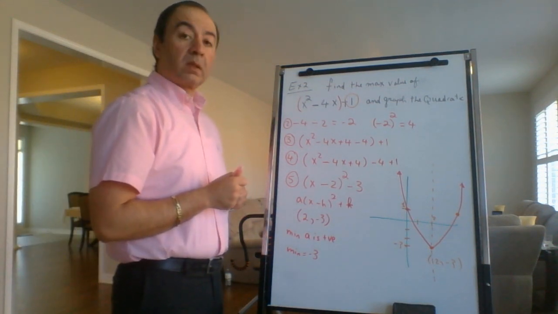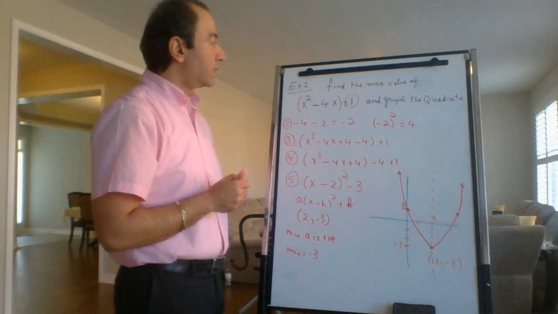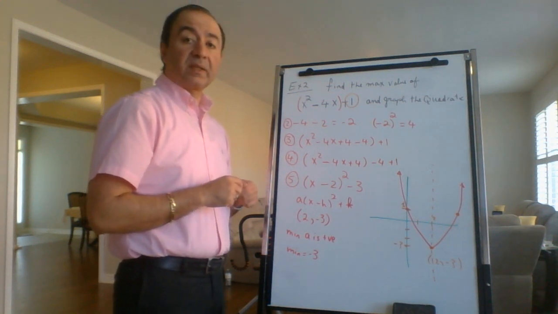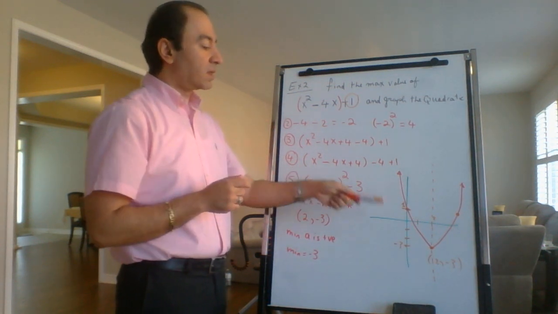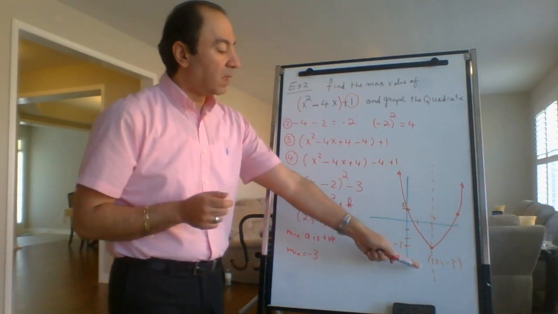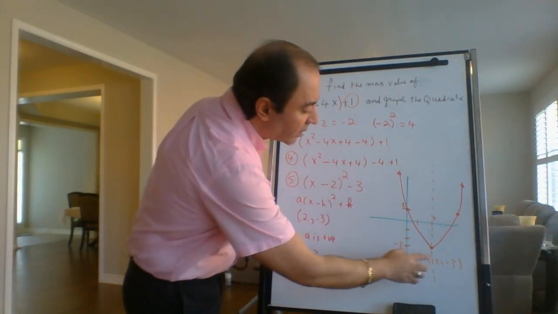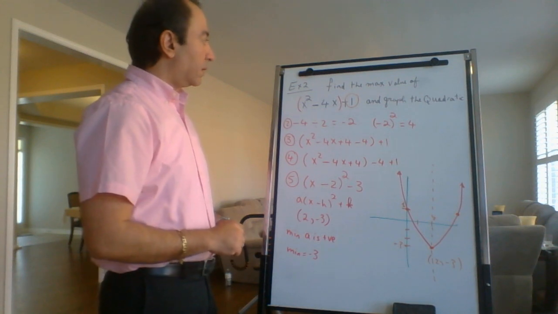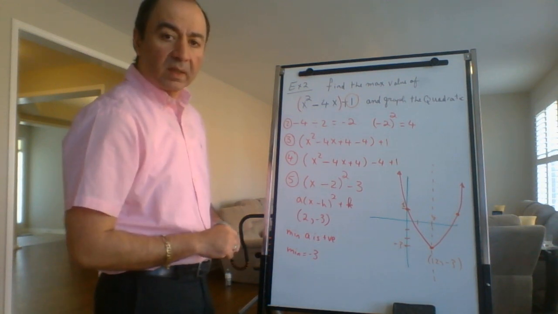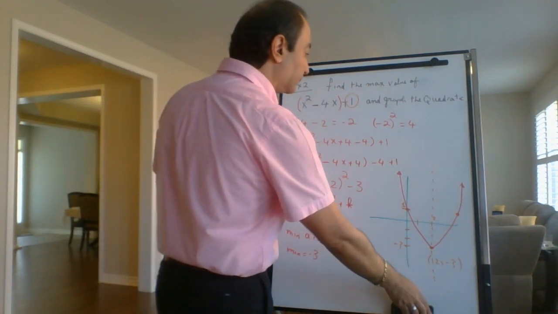Okay? Alright, so this is how we complete the square when A is 1, and this is how we graph, and this is how to find the max or min. And I still have time, I can give you another example.